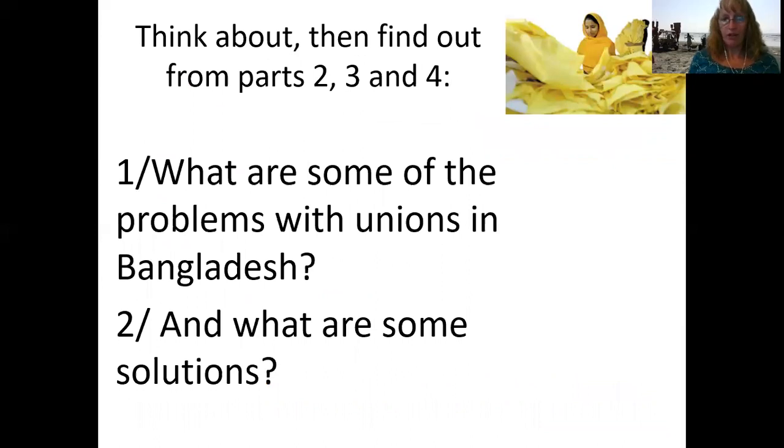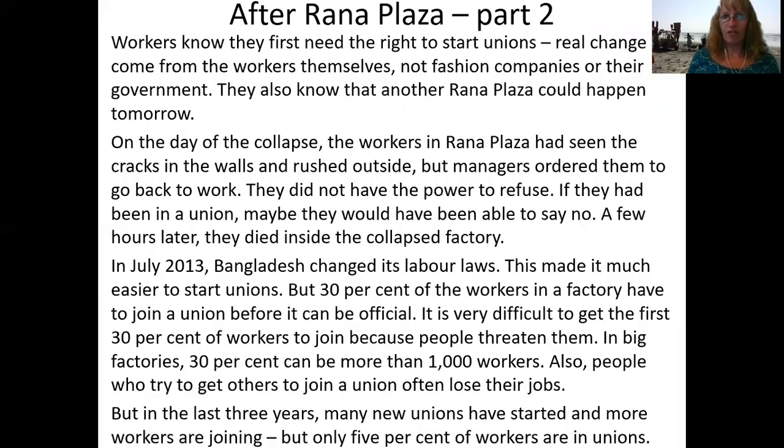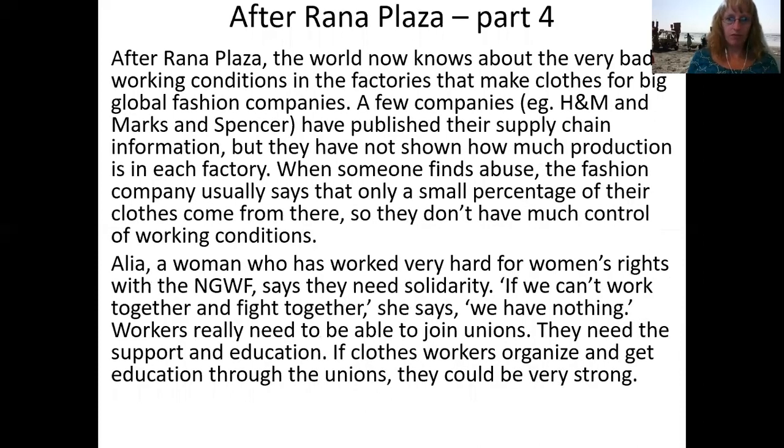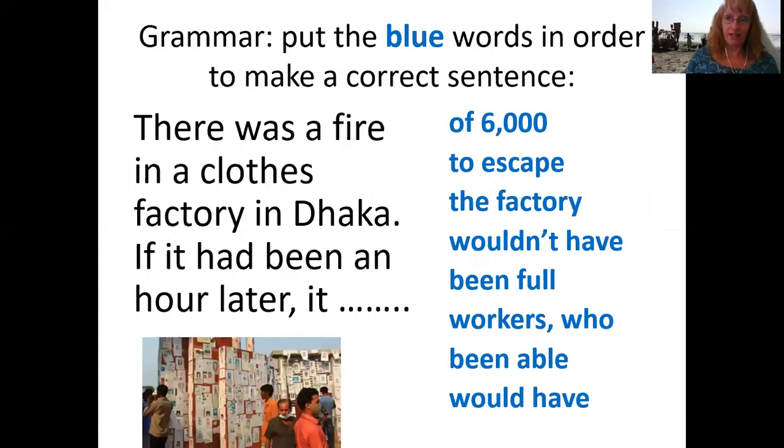There's some more reading now, and I want you to find out and make a list of some of the problems with unions in Bangladesh and some solutions. There are three screens. You can pause each one as we go. Ready? Problems and solutions. This is the first slide. Ready? Next one. Second one. And the last one. Okay. So there are several problems and some solutions.